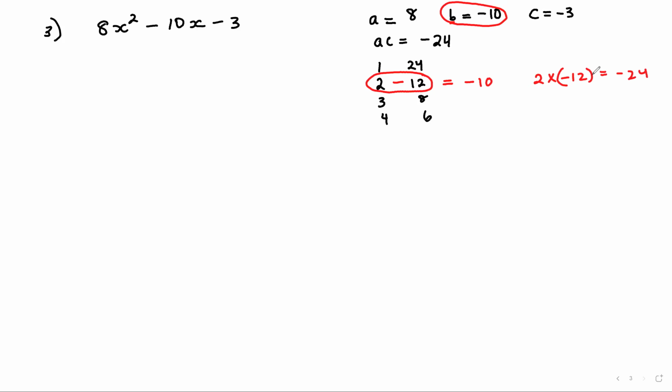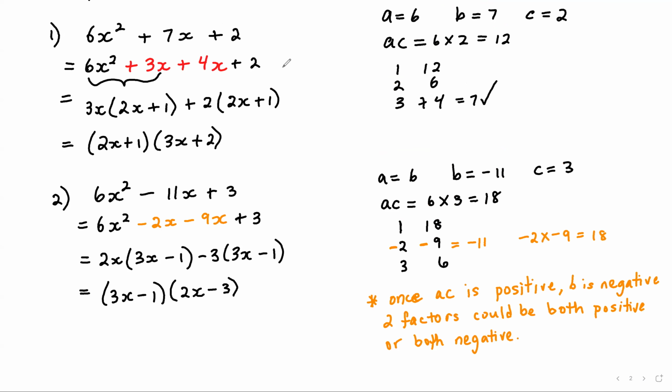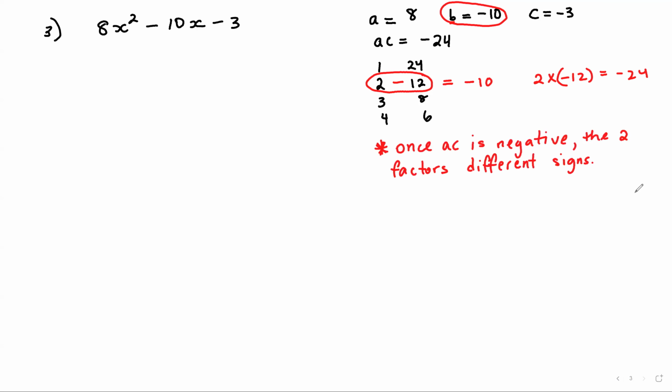See how it works? So that's how you have to be careful with your signs. But guys, this is always true: once AC is negative, or once C is negative, you don't even need to know that AC is negative, the two factors will have different signs. Meaning one will be plus and the other one will be minus. If AC was positive, as in cases 1 and 2 here, the two factors could either be both positive, like 2x plus 1 and 3x plus 2, or both negative, like 3x minus 1 and 2x minus 3. But once AC is negative, the two factors are going to have different signs.